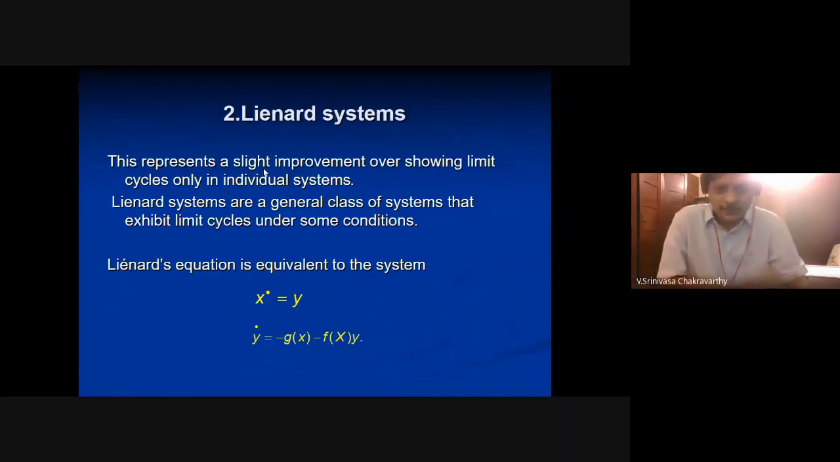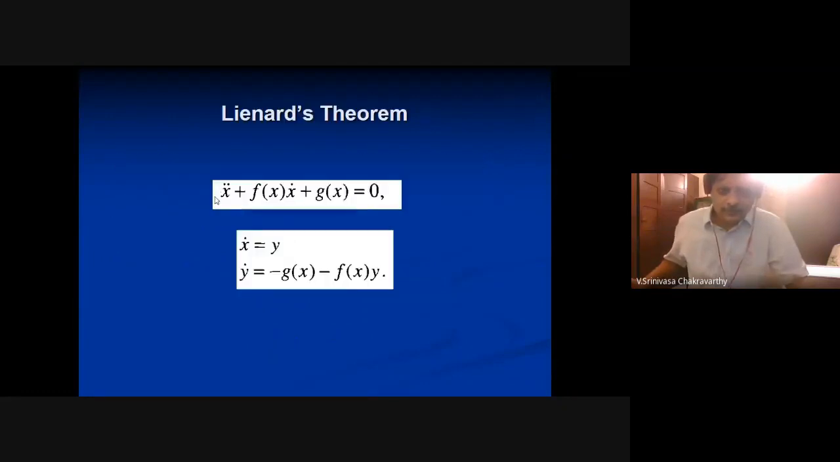Okay, so now let us look at the second kind of approach to find out if a system has limit cycles. For that, we'll introduce the Lienard systems. What this theorem says is, if you have an equation of this form, x double dot plus f of x times x dot plus g of x equals 0. Note that it is a second order nonlinear system.